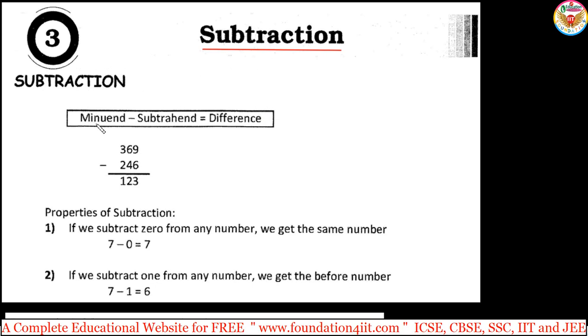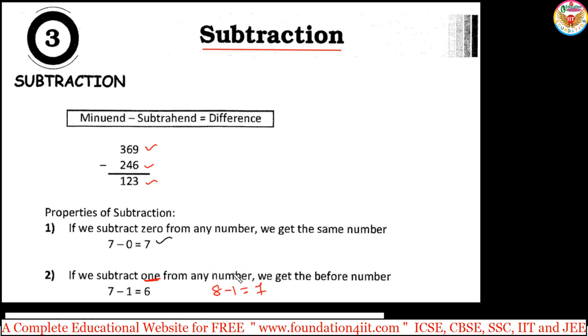When you come to subtraction, you take the bigger number and subtract the small number from it, that is minus. The minuend is the top number and the subtrahend is the number you are subtracting. The difference is the answer here. When you come to the properties, if you subtract 0 from any number, we get the same number, right? From 7, subtract 0, you'll get 7 itself. If you subtract 1 from any number, we get the number before it. 7 minus 1, the number before 7 is 6, so you get 6. If it is 8 minus 1, you get 7.